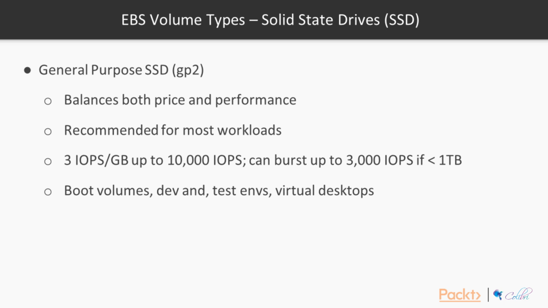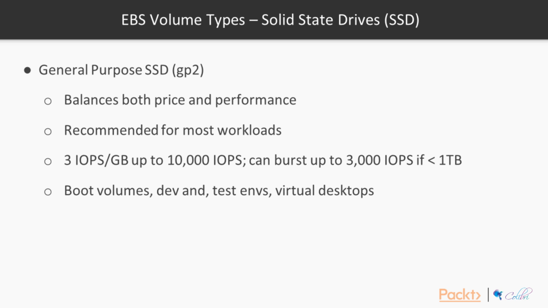Now, let's talk about the EBS volume types. We'll start by talking about solid-state drives or SSDs. The first type of SSD is General Purpose SSD or GP2. It balances both price and performance. It is recommended for most workloads. What we need to remember is that you get 3 IOPS per gigabyte, up to 10,000 IOPS. It can burst up to 3,000 IOPS if you have less than 1 terabyte of storage.